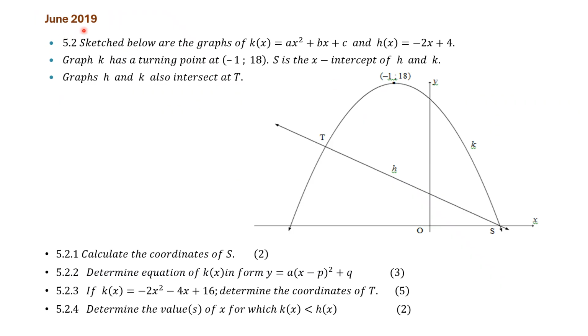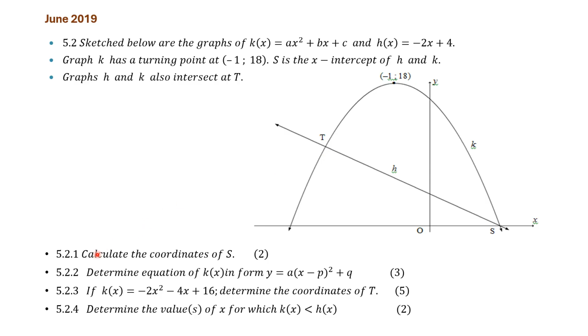Questions come from June 2019. So 5.2, sketch below are the graphs of k of x equal ax squared plus bx plus c, and h of x equal minus 2x plus 4. So the parabola there is k of x, and that straight line there is h of x. Graph k has a turning point of minus 1 and 18, so at that point is a turning point. S they say is the x-intercept of h and k, and graph h and k also intersects at t.